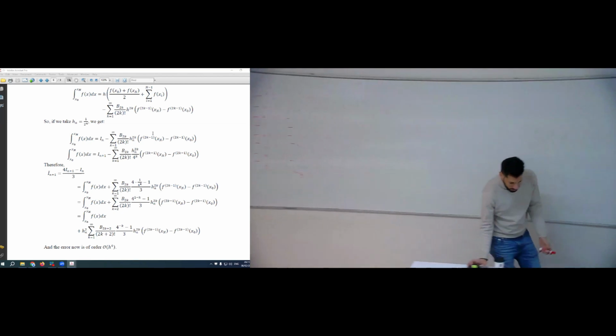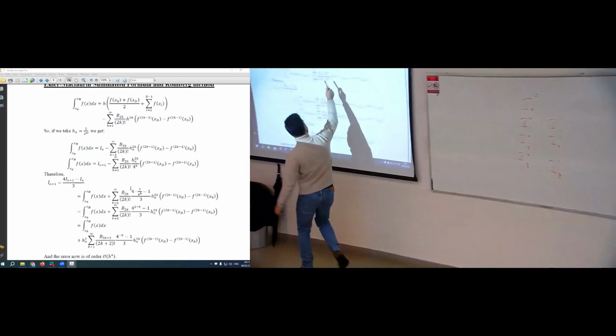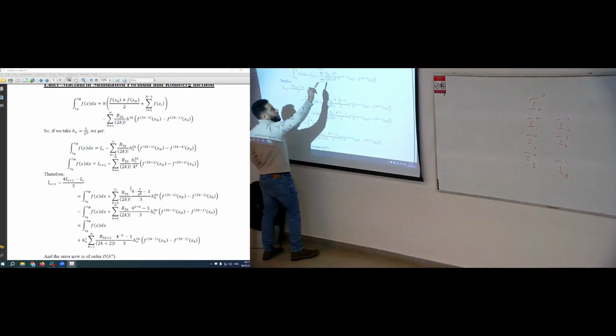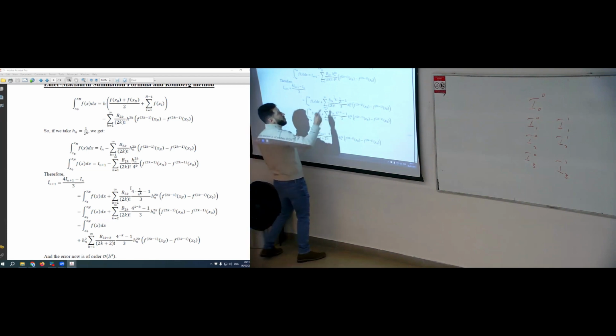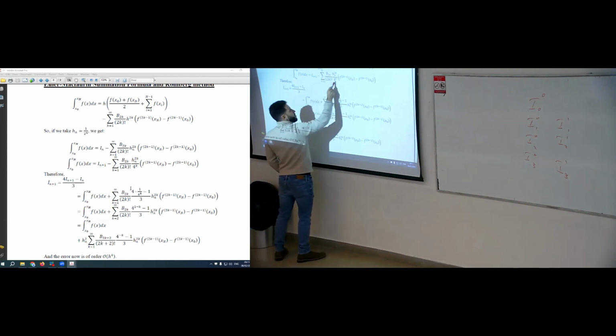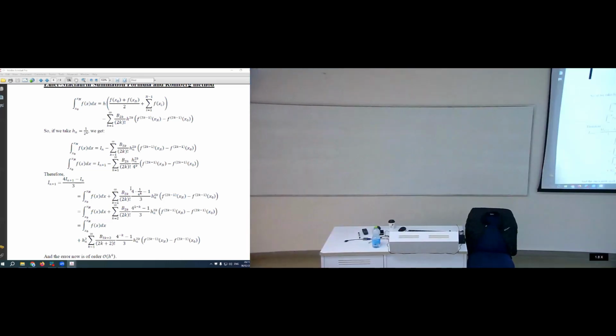So what we said before is this. Because I have here h to the 2k and h to the 2k, the h_{n+1} is h_n over 2. Then I have here h to the 2k divided by 4 to the k. And therefore, for the first term in this sum, I can take 4 multiplied by this minus this divided by 3, because I want the integral itself. This will be my new evaluation.